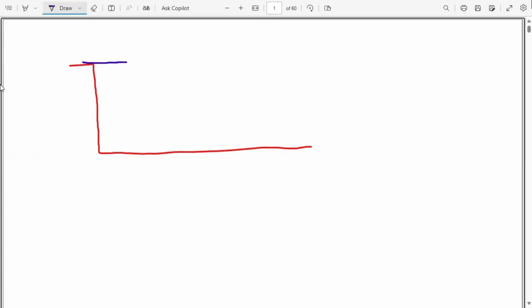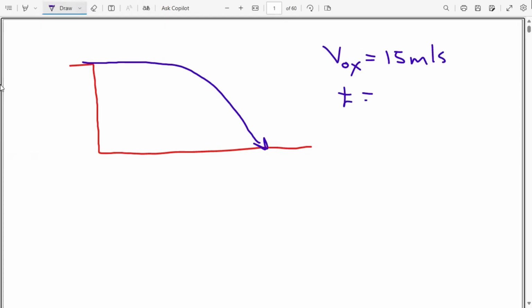Okay, so I'm starting from that point, going in that particular direction, and they've given us v initial in the x is equal to 15 meters per second, and they said it takes 3.6 seconds to reach the ground. So the time of flight is 3.6 seconds. Now, question one, they're asking us to calculate the horizontal velocity of the ball just before it hits the ground.